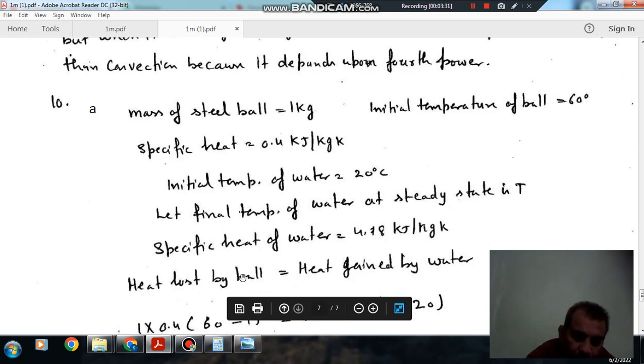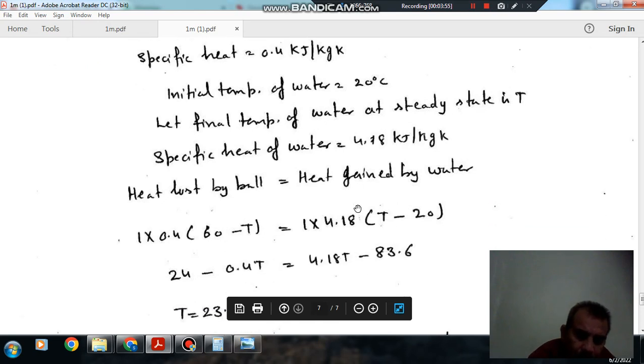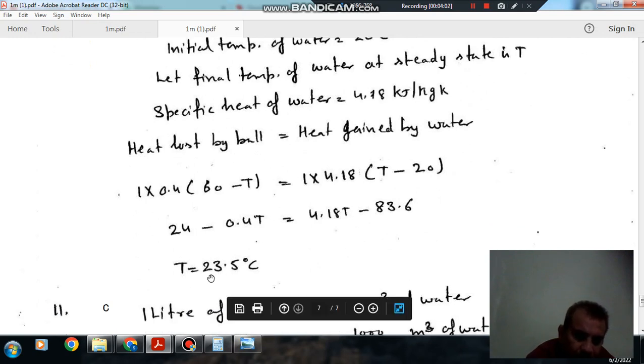So then heat lost by ball will be equal to heat gained by water. So heat lost by ball is 1 into 0.4 into (60 minus T), and heat gained by water is 1 into 4.18 into (T minus 20). So that is the final temperature of the water, and this is also the final temperature of ball. Heat will be lost from the ball and it will be gained by the water. So equating the two, we can get T as 23.5 degrees Celsius.